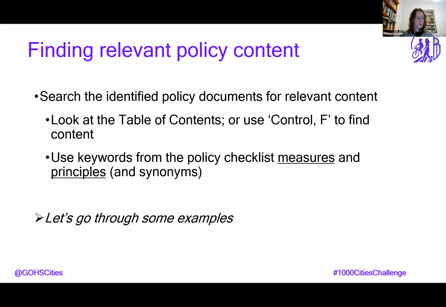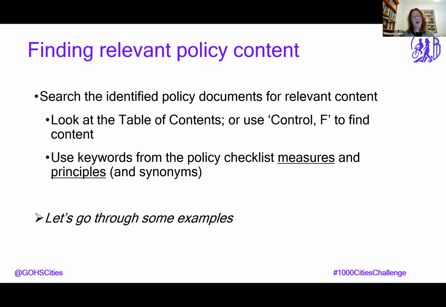But ideas for more quickly finding the relevant content that relates to each measure and each principle include looking at the table of contents as a starting point. So you might find the specific relevant sections. Say you're interested in looking specifically at public transport in a broader transport policy, you could just go directly to the section on public transport, which might require fewer pages to be read.